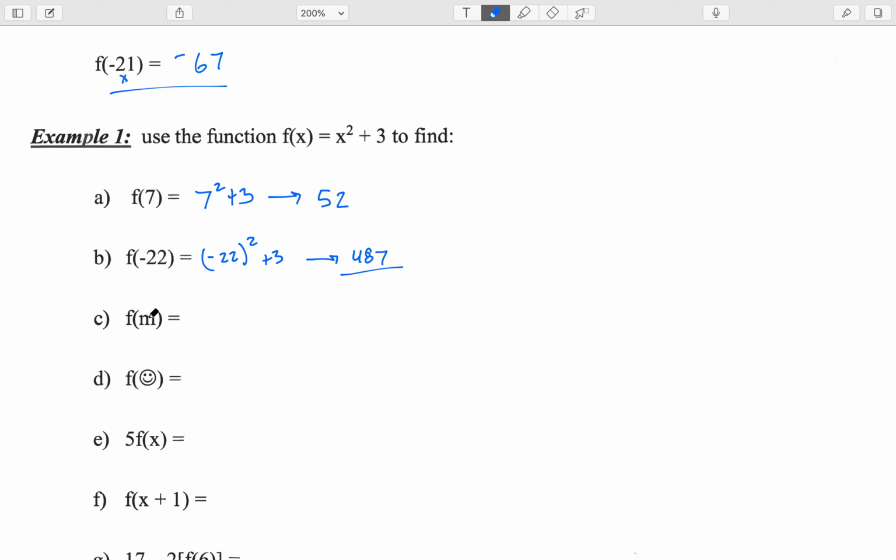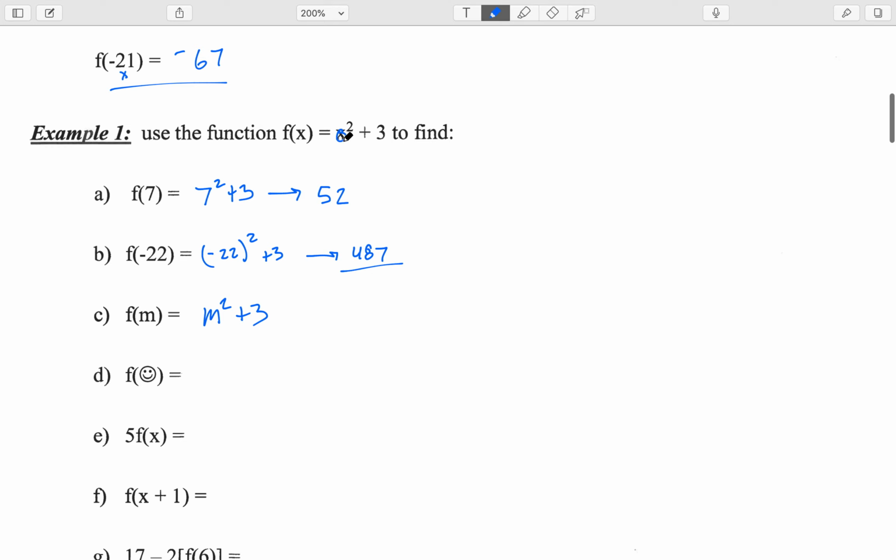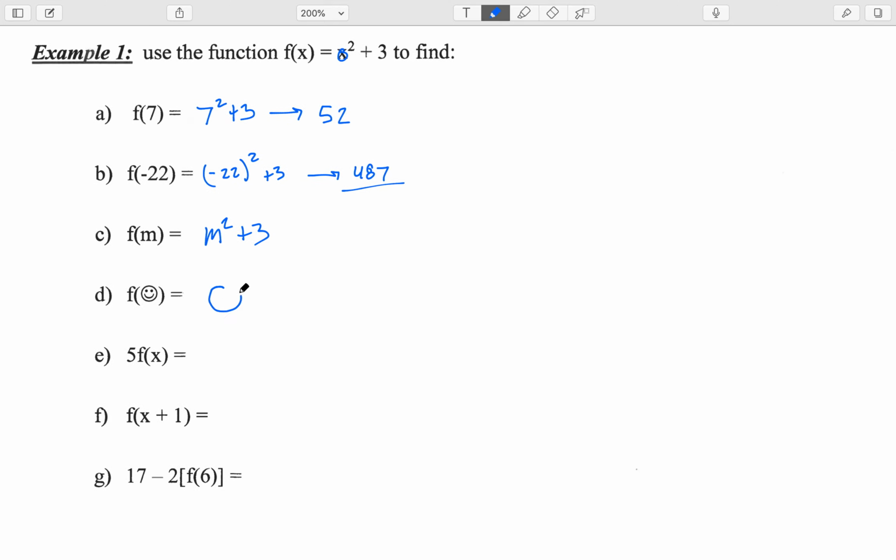What's f of m? What? In other words, take m, plug it into there. So it's m squared plus 3. It's not a number. It's some kind of function. It's some kind of equation. What's f of happy face? This just means plug in happy face. So it's going to be happy face squared plus 3. That's all it is. F of dump truck would be dump truck squared plus 3. Okay, so that's all this means. It means the x value has been turned into a happy face. It's not a very happy face. It's kind of sad, but okay.